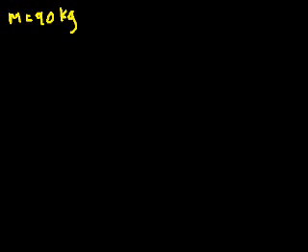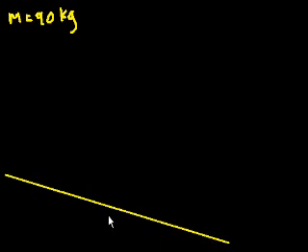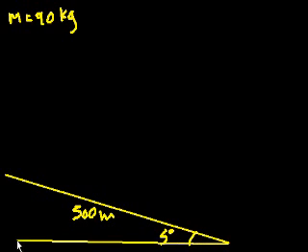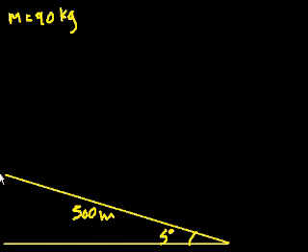Okay, so I think they mean that the hill is something like this. So if this is the hill, the hypotenuse here is 500 meters long. So the length of that, this is 500 meters. 500-meter long hill with a 5-degree incline. So this is 5 degrees. And we can kind of just view it like a wedge, like we've done in other problems.